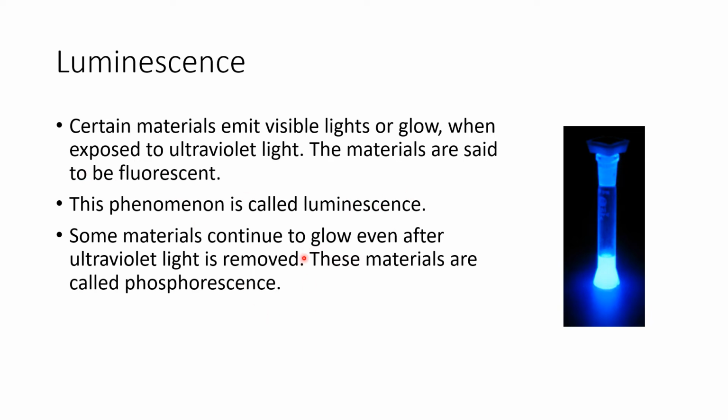Some materials continue to glow even if you remove the ultraviolet light, just like you remove the magnetic field and you still have your flux. Here you remove the ultraviolet light and you still have the glow. These materials we call phosphorescence. They continue to glow.